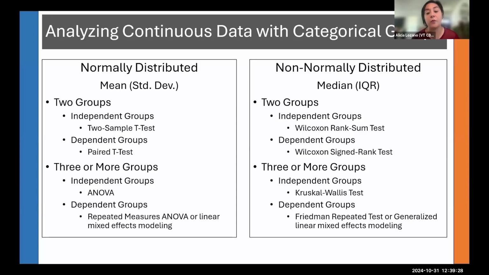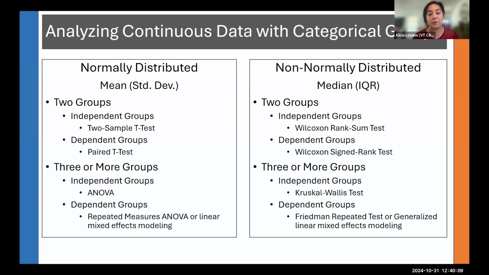And then when you have three or more groups that are independent, we would use an analysis of variance, or ANOVA for short, to determine if there is a significant difference among the group means. An example here would be comparing test scores across three different teaching methods. For dependent groups, we would want to use a repeated measures ANOVA, which is a very specific type of ANOVA, or even perhaps linear mixed effects modeling. These are suitable for repeated measures, or if you have hierarchical data structures.